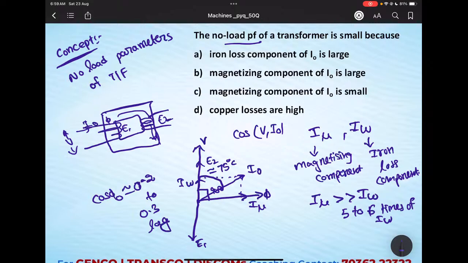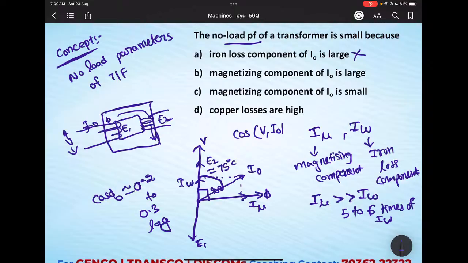This is about the no load condition transformer, different parameters. Now we analyze the options. What are the different options given? The first option is iron loss component of I naught is large. What is iron loss component? IW. So IW is very less. This option is wrong.